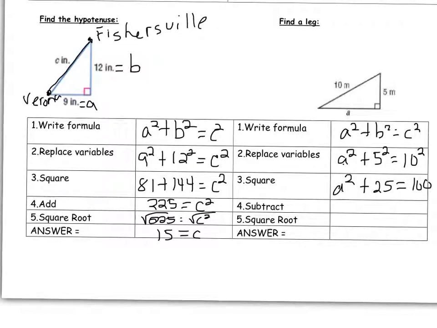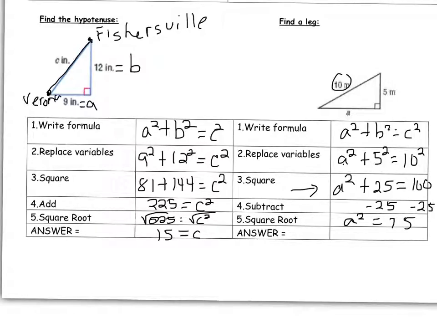Now this time, I'm finding a shorter side. And if I'm finding a shorter side, that means it's got to be less than this 10 right here. So I know that I need to subtract. Another way that I know that I need to subtract is given the equation. I am adding 25, so the opposite of adding 25 would be to subtract 25 from both sides. And when I do that, I'm left with a squared equals 100 minus 25, as you guys know, is 75.